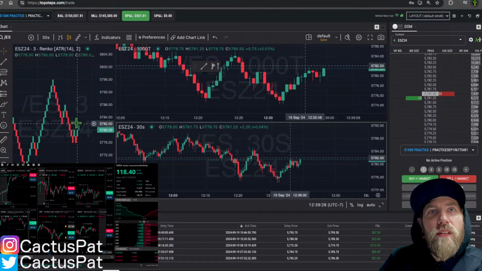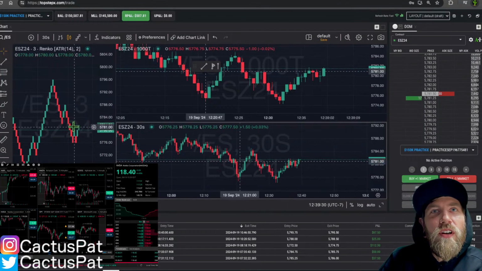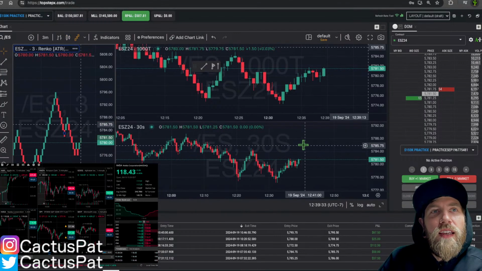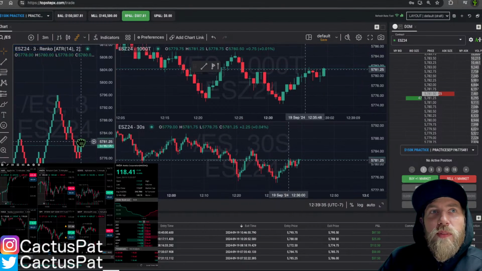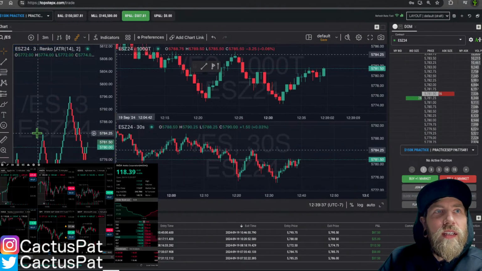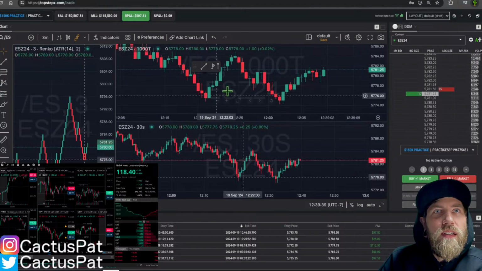All right, here we go. Still building now. I'm waiting for that third one to start to get in. Now, again, that's not going to possibly be the best entry, but we'll see. Now, again, keep in mind this resistance in this area.